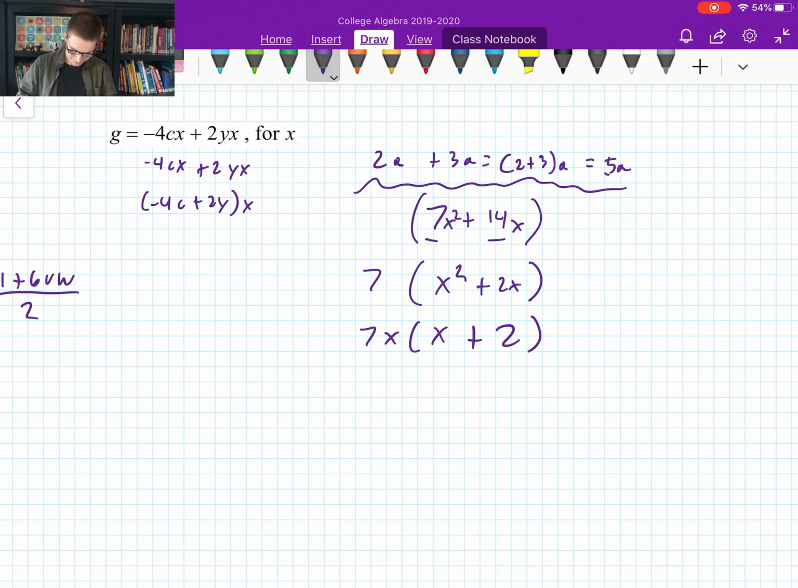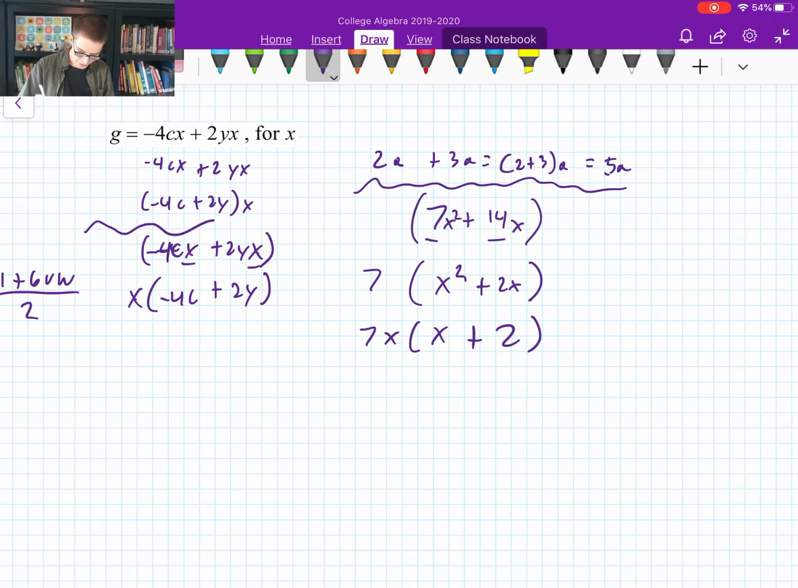Same thing with this. We can do what's called factoring, pulling out terms. On minus 4cx plus 2yx, we can factor out an x from both of those, because there's a common x. So we can say this is x times minus 4cx divided by x is minus 4c. And plus 2yx divided by x, that's just plus 2y. And that's another way of doing the exact same thing.